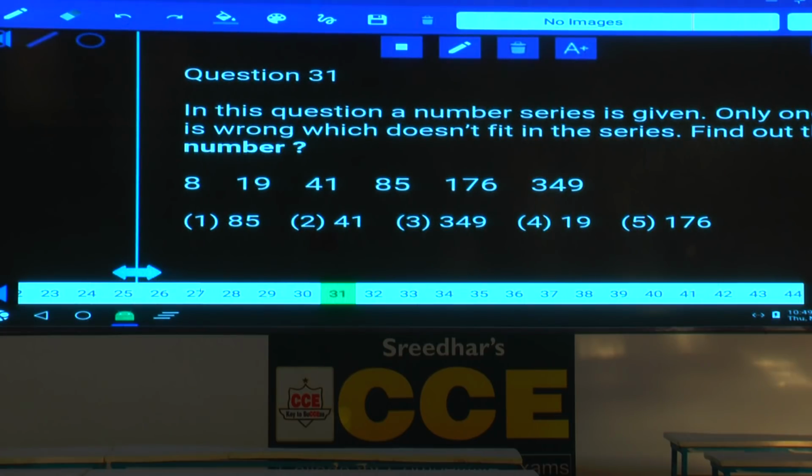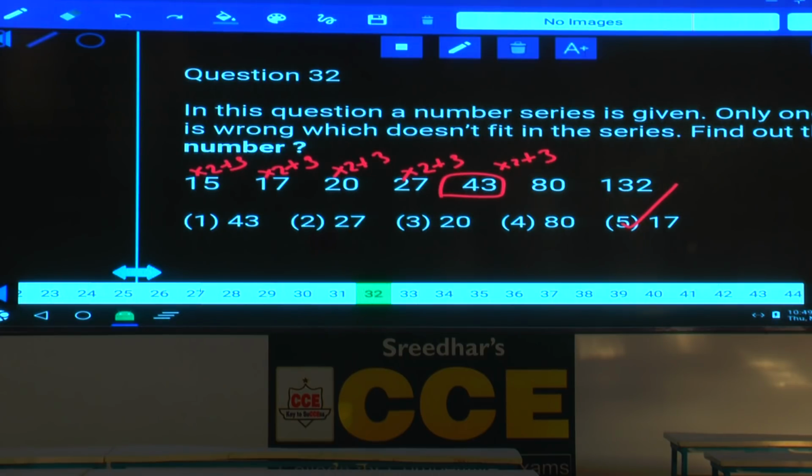8, 19, 41, 85. If you observe here, 8, 19, 41 and so on. 8 and 19 can be written as 8 into 2, 16 plus 3, 19. 19 into 2, 38 plus 3, 41. 41 into 2, 82 plus 3, 85. 85 into 2, 170 plus 3, 173 should be the number. 173 into 2 plus 3, that is 346 plus 3, 349. What is the wrong number here? 176, and the correct number is 173. Choice 5. Question number 31, it is choice 5.